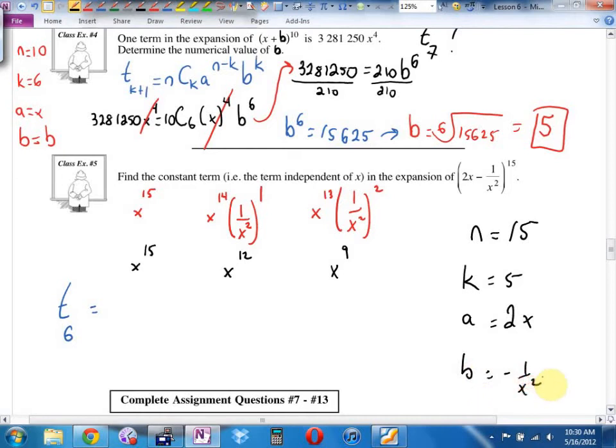Okay. So it's going to be n, 15, choose k, 5. A, 2x to the n minus k, to the 10th. B, negative 1 over x squared to the k, to the 5th. What is 15 choose 5? I have no idea. 3003?